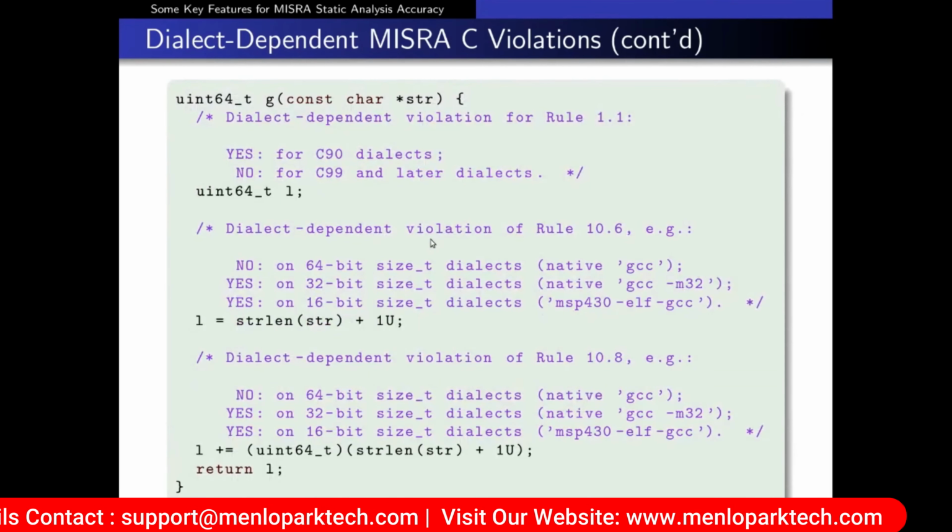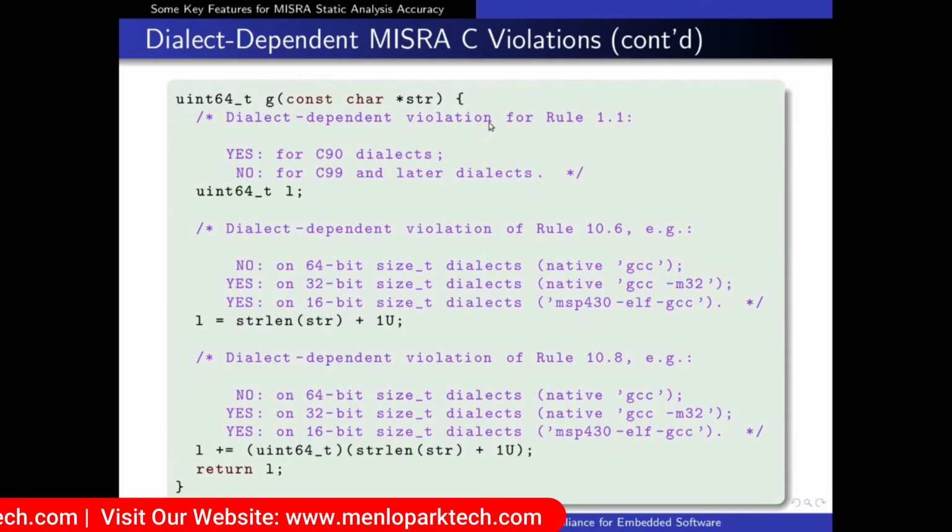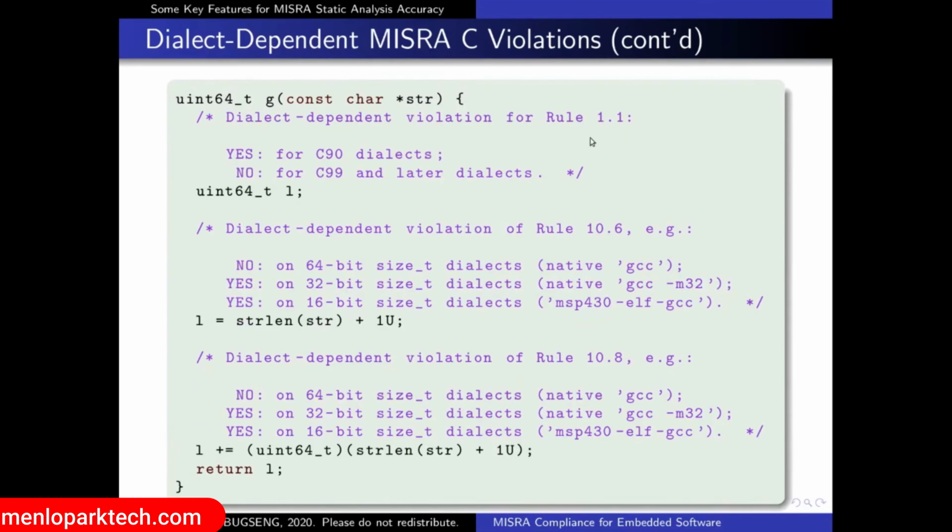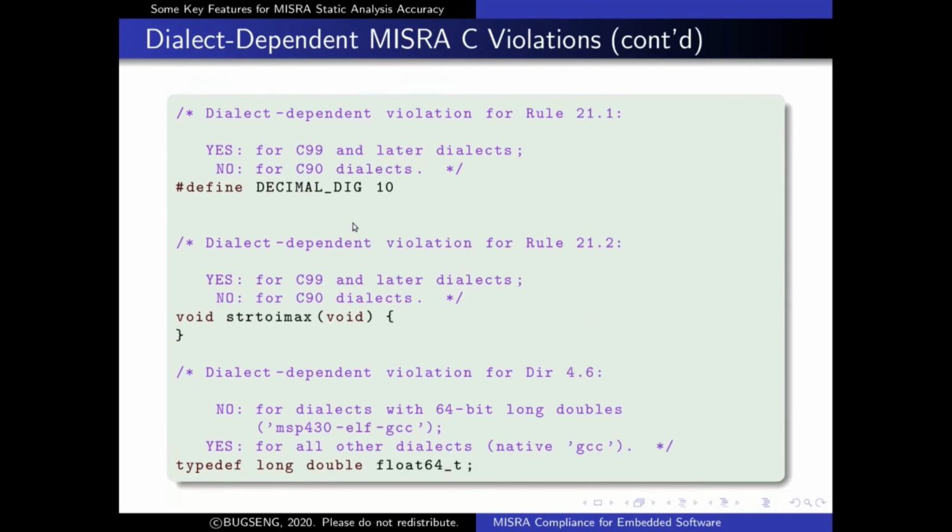Let me see another example. Okay, so here we have again Rule 1.1 saying that we have to stick to a given version of the standard. This is a violation because on this machine with GCC, in C90 long is not present. So if it is present, it is an extension. So we have a violation for C90, but we do not have a violation for C99. Okay. So again, the things we have already seen.